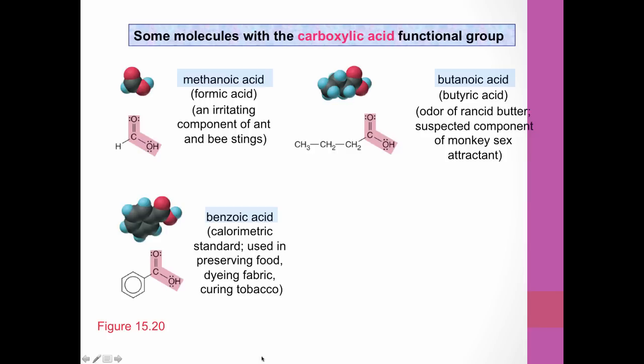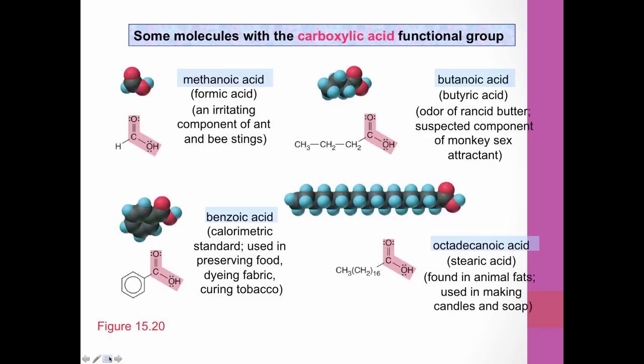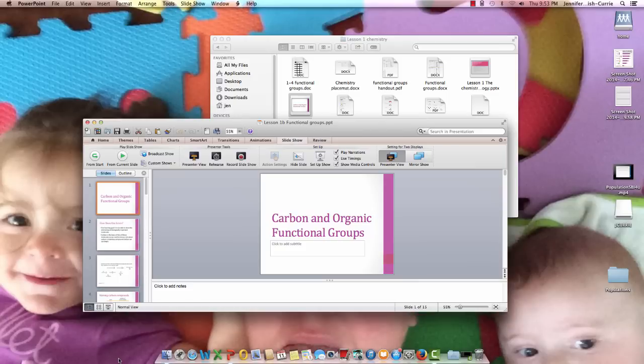Benzoic acid is used as a calorimetric standard. It's also a food preservative and a fabric dye, and it's used in the process of tobacco curing. Stearic acid is found in butter, and it's also common in making candles and soap. Anything that's based out of animal fat.